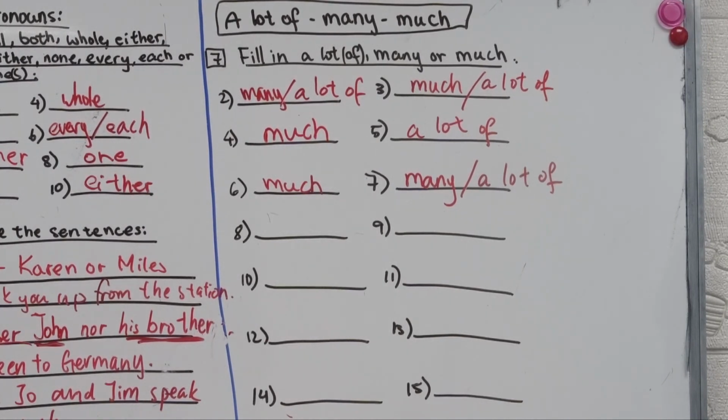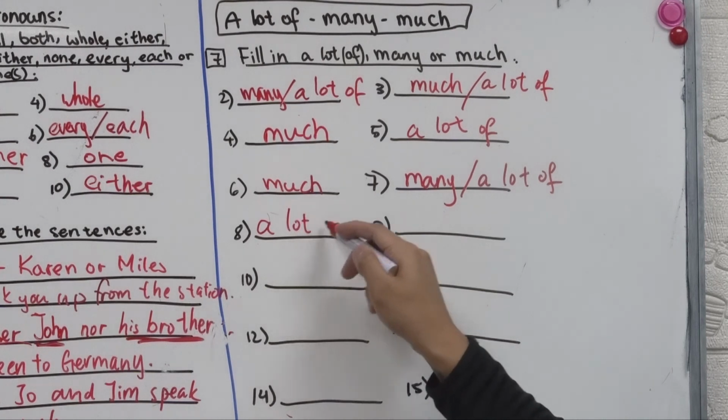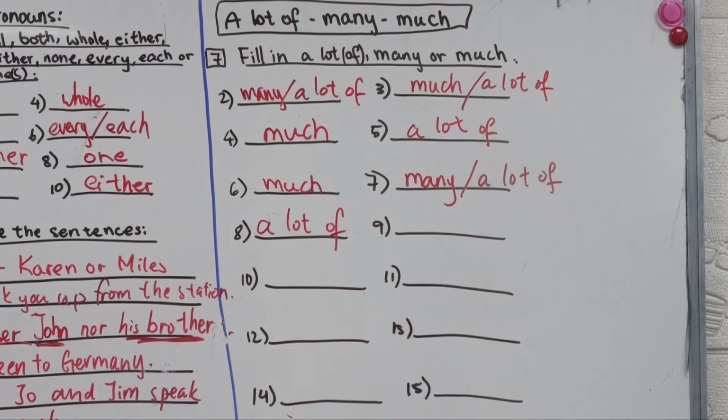Number 8. You need blank courage to be a firefighter. So courage is like, let's just say, mental strength, right? To be a firefighter. So what do we need? Do we need a few, a little, a lot, much, many? What do you think should fit in there? Again, right? A lot of courage. Okay, a lot of courage.